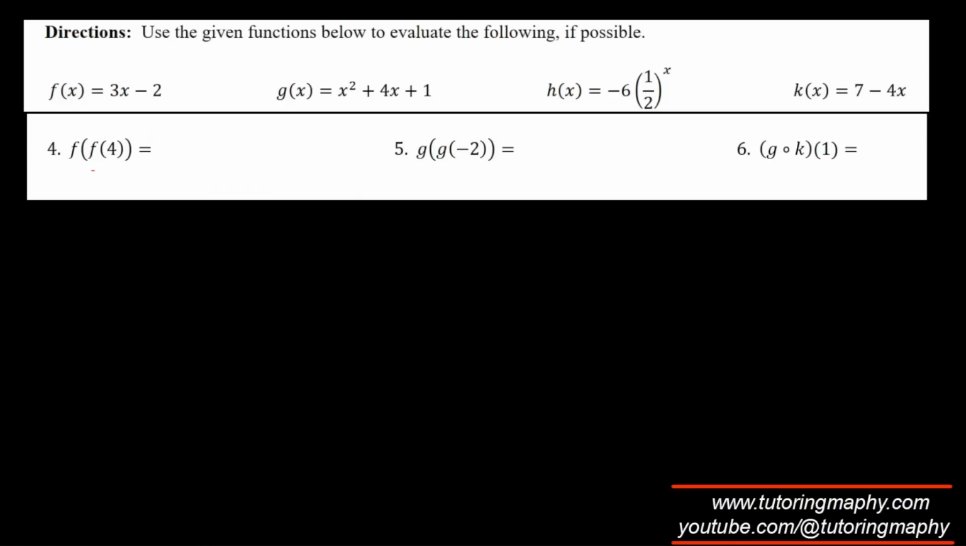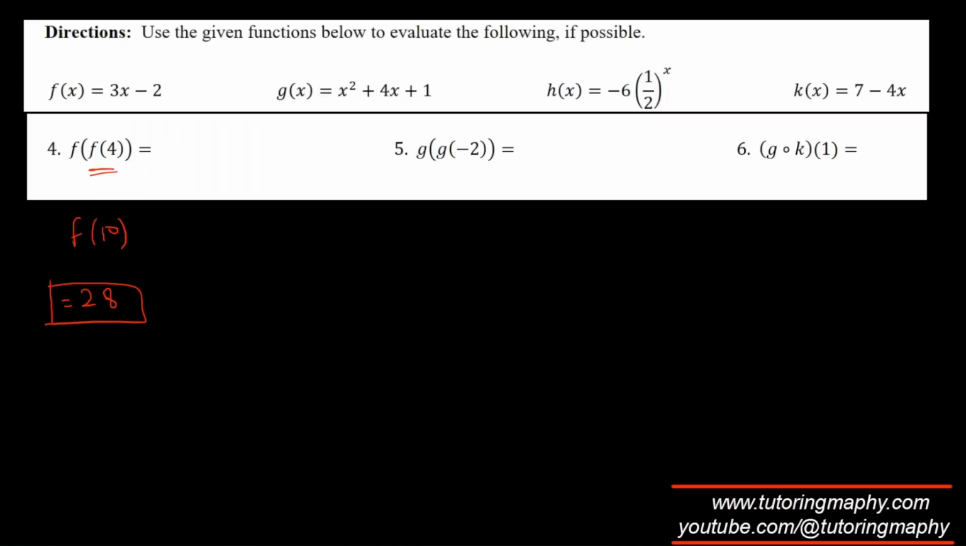Right. f of f of 4, I replace x with 4 here. So that's going to look like what? 4 times 3 is 12. 12 minus 2 is 10. So I need f of 10. And once again, I put 10 here. So 10 times 3 is 30. 30 minus 2 is 28. So the answer is 28.